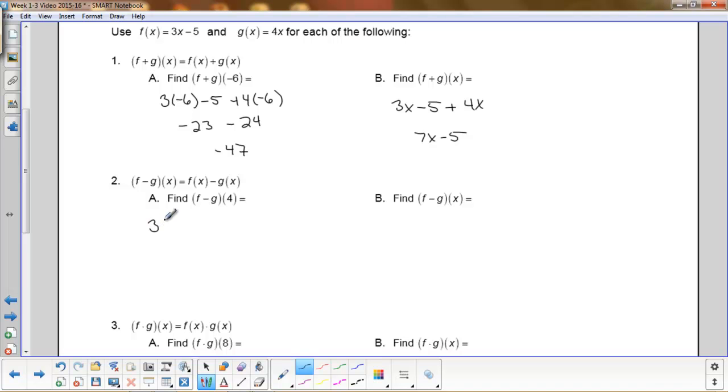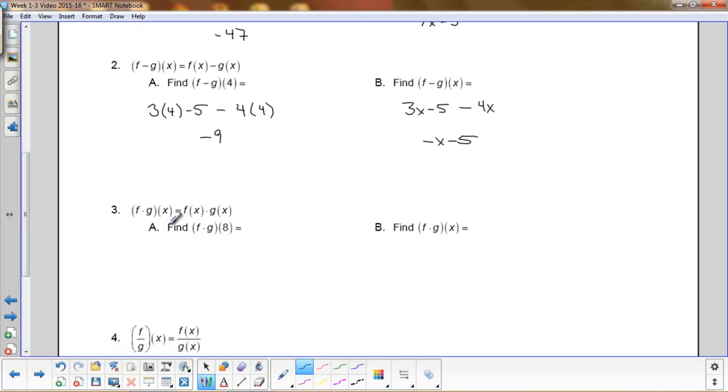This time we're going to use subtraction, but the process is still going to be the same. Substitute 4 for x, and instead of adding, subtract. In general terms, combine like terms, and number 3.